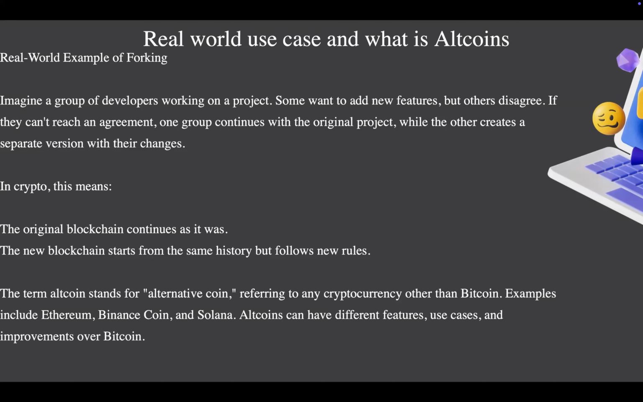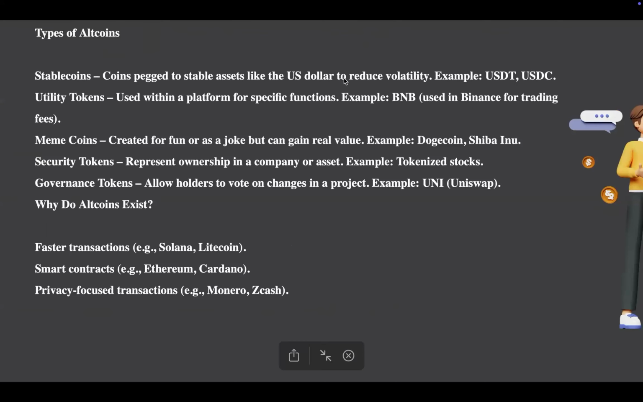So basically, altcoins are just alternative coins that other people use rather than Bitcoin, the big boy. You could just buy other coins. I listed some here for your perusal. So moving on, types of altcoins. Basically, there are stable coins.